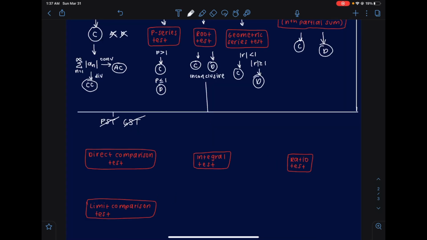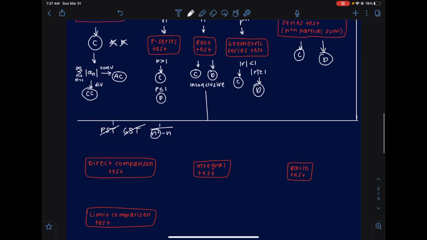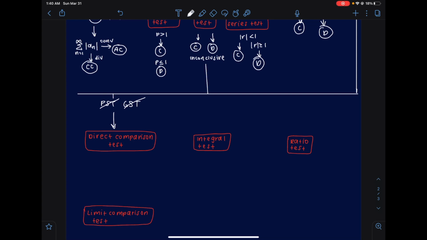One example of this would be something like 1 over n squared minus n. You have the n squared or the n to the power of p, but there's another component attached to it that makes your life just a little bit harder. If so, then you're going to go down to the direct comparison test. Now for direct comparison test, what you're doing is you're taking the original series, you're making a new series that is a lot easier to test, and then you're comparing it. Is it greater than or less than?